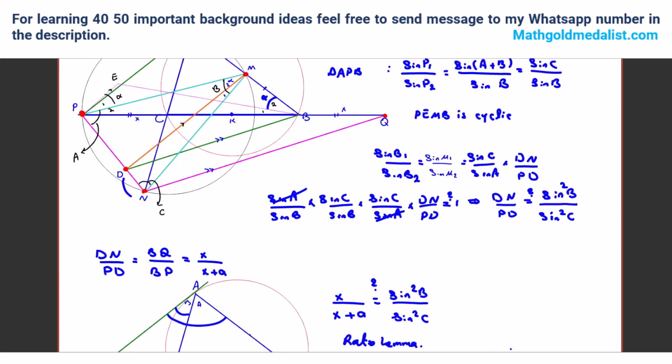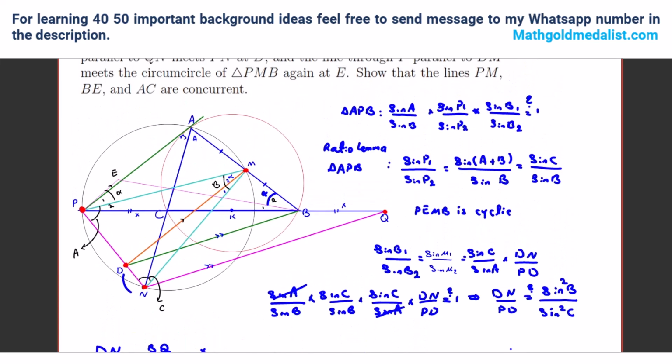Let's maximize this word first, then that one. Okay, what's the question? Want me to explain again? Yeah. Okay, sure. So here the problem says prove that BE, PM, and AC are concurrent, right?